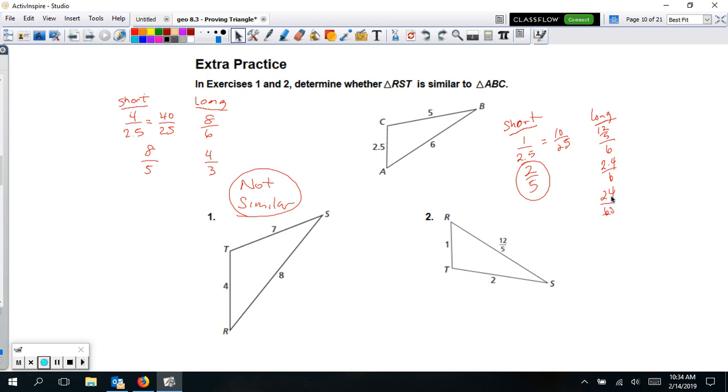I think about it as 12. Yeah, 12 can go into both of these. 12 goes into 24 and into 60, and that would give you your 2 fifths. 12 goes into 24 2 times, into 60 5 times. So far, we have these two fractions equaling each other.